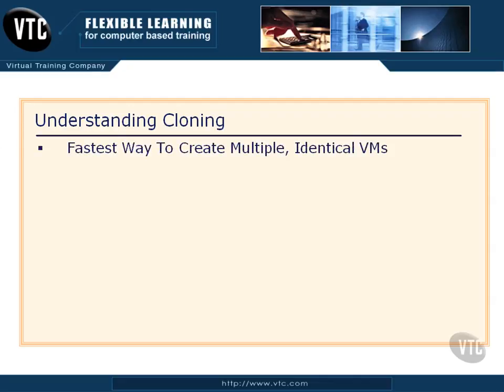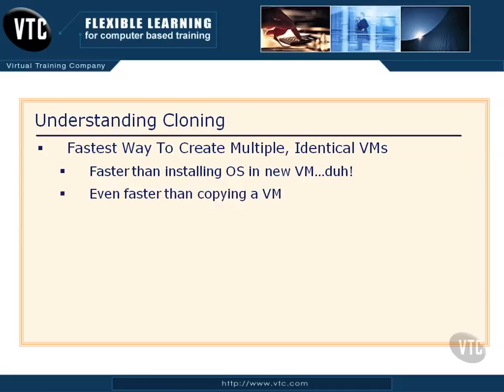But anyway, cloning is absolutely the fastest way to create multiple identical virtual machines. But a better way to say that is it's the fastest way to create multiple identical machines, computers, whatever you want to call it. This is even faster than installing an OS in a new virtual machine. Well, duh, no kidding. We don't have to wait for copying files, for installing drivers, or any of that kind of stuff. We don't even have to have any disks. It's even faster than copying a virtual machine. Now, I talk about copying a virtual machine in other places in the course, but when you get ready to do that, cloning is usually the way to go.